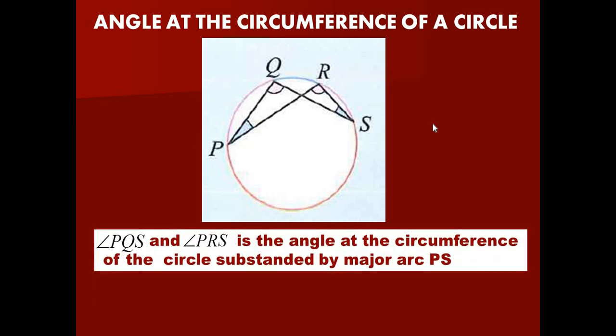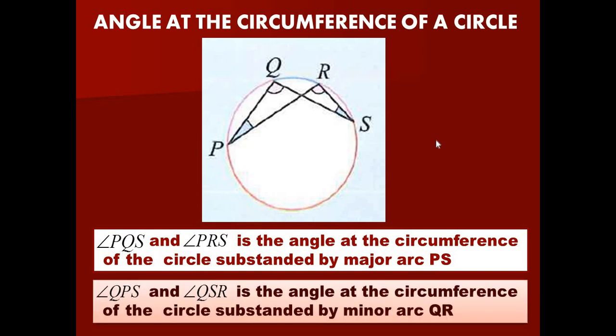The first one, angle PQS and PRS, these are two angles using arc PS, right? So you can see that PS is the major arc. So these two angles, angle Q and angle R, are two angles at the circumference using the same arc PS.